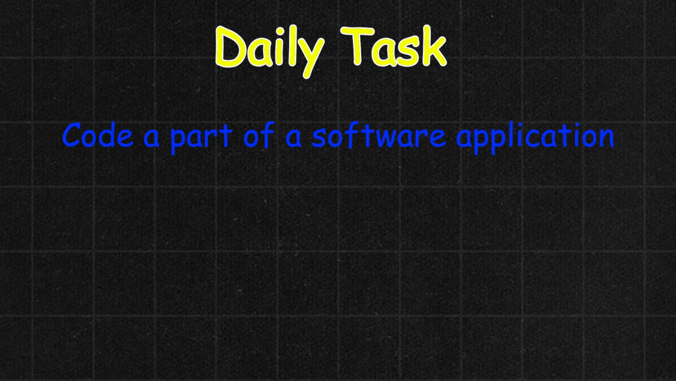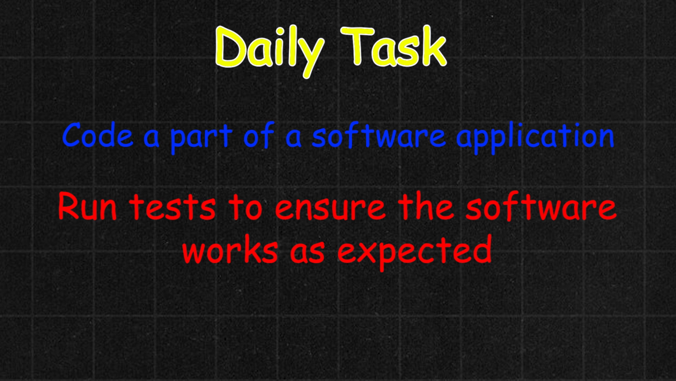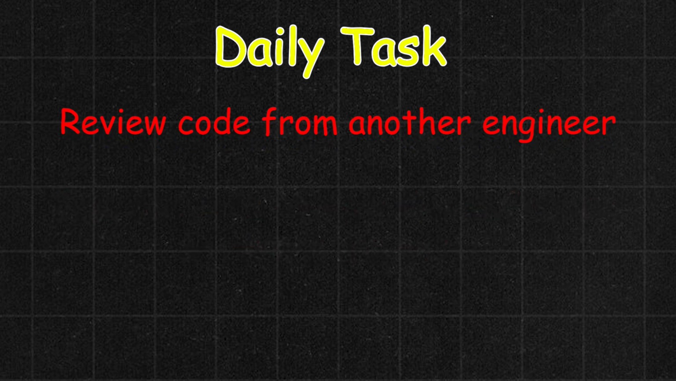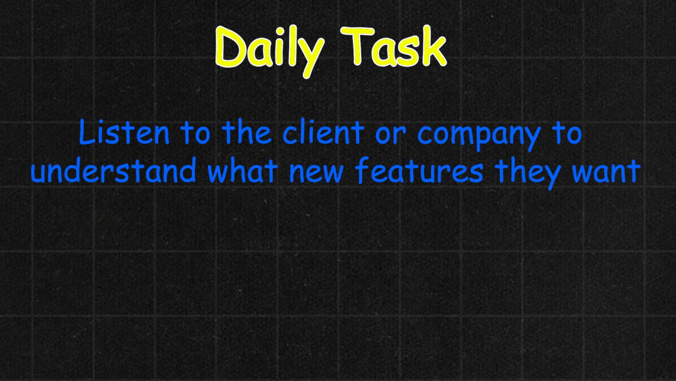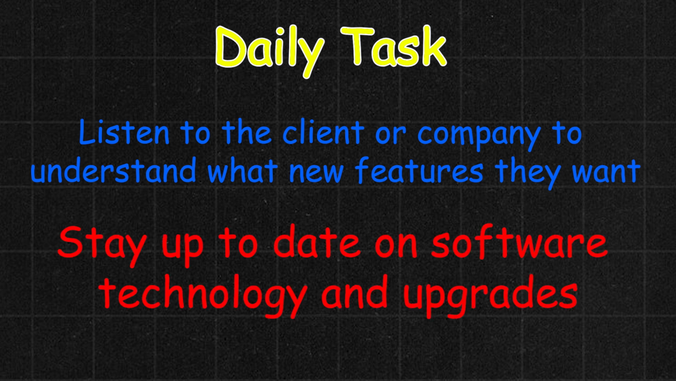So let's see what software engineers do in their daily tasks. Code a part of a software application, run a test to ensure the software works as expected, review code from another engineer, work on optimizing the software speed and performance, listen to the clients or companies to understand what new features they want, stay up to date on software technology and upgrades.